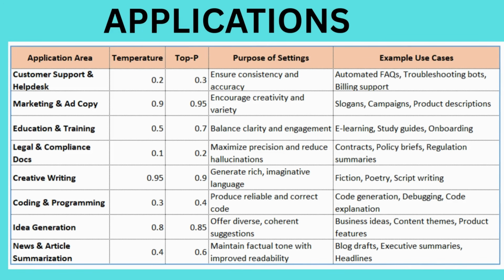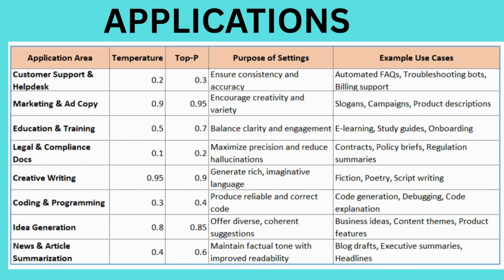So here is where it all comes together. Different applications need different prompt settings. If you are doing customer support, you want low creativity so the AI stays accurate and consistent. But for marketing or creative writing, cranking up the temperature and top P helps generate fresh and imaginative ideas.